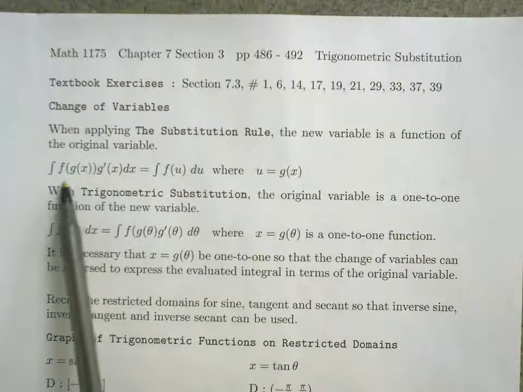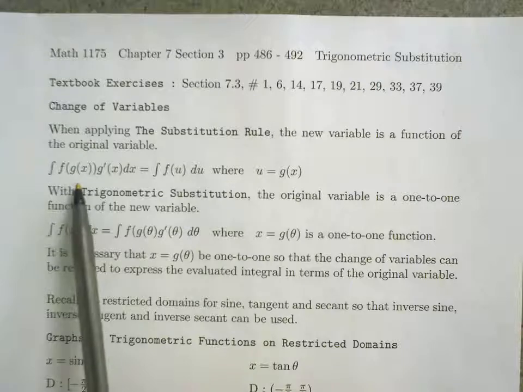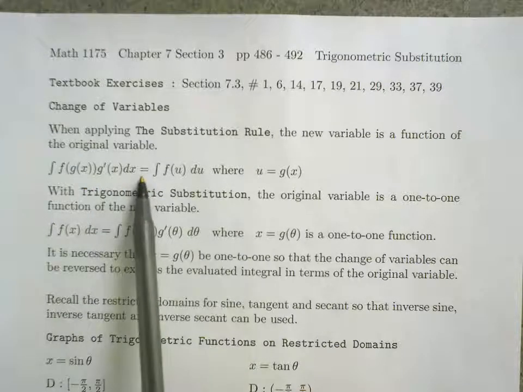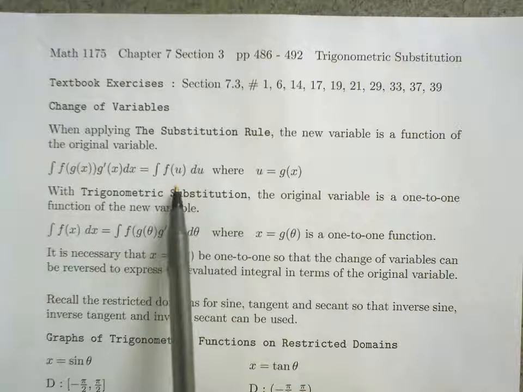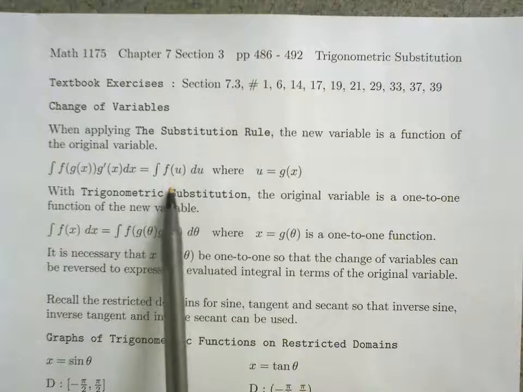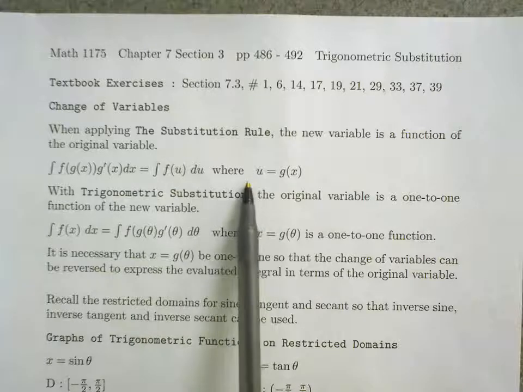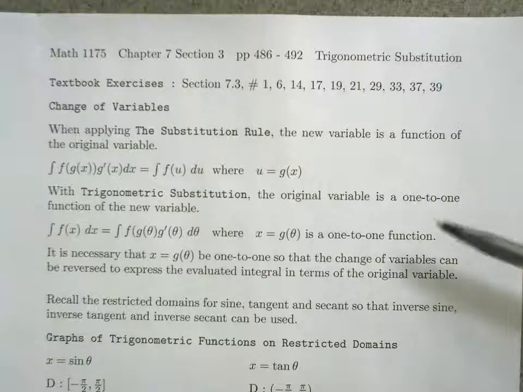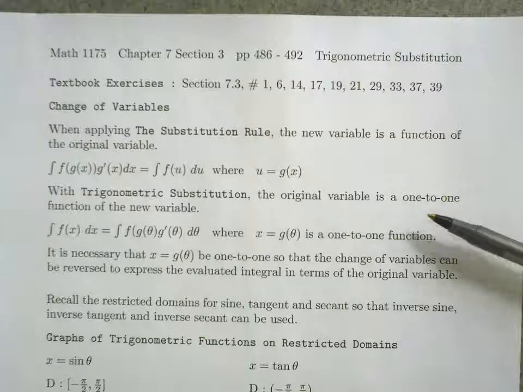We have the indefinite integral of f of g of x times g prime of x dx, and that is written in a simpler form, the indefinite integral of f of u du, where u is equal to g of x. In this section, chapter 7, section 3, we are going to discuss trigonometric substitution, and this is the inverse of the substitution rule.